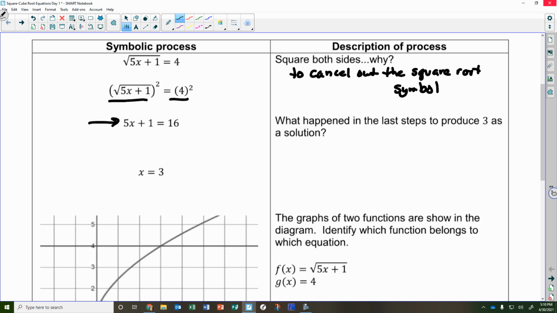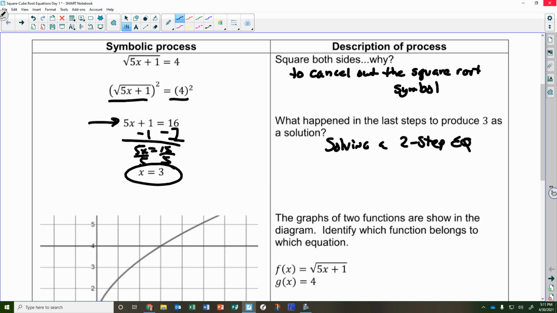And now from that, we're basically solving a two-step equation. So subtract 1 to both sides, and I get 5x equals 15, and we divide by 5. I get x equals 3 as my answer. All right? So the answer for this equation is 3.